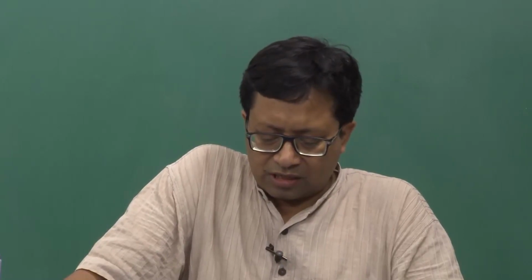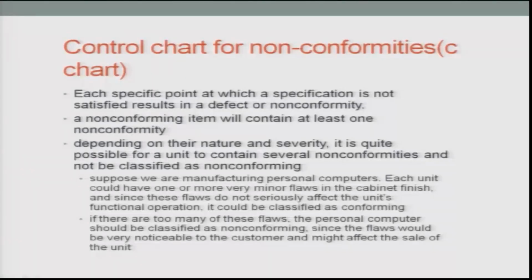Depending on the nature and severity, it is quite possible for a unit to contain several non-conformities and not be classified as non-conforming. Consider this: suppose we are manufacturing personal computers. Each unit could have one or more very minor flaws in the cabinet which you try to finish, and since these flaws do not seriously affect the unit's functioning, it could be classified as conforming. So the example being given is that there would be many different types of non-conformity.